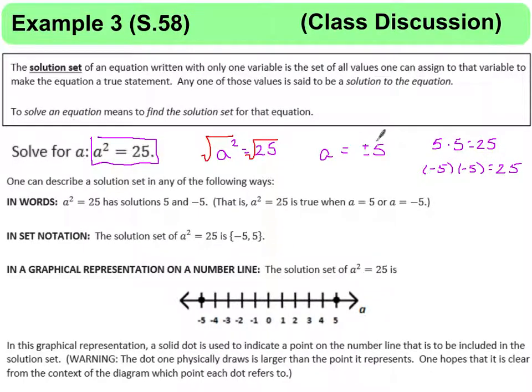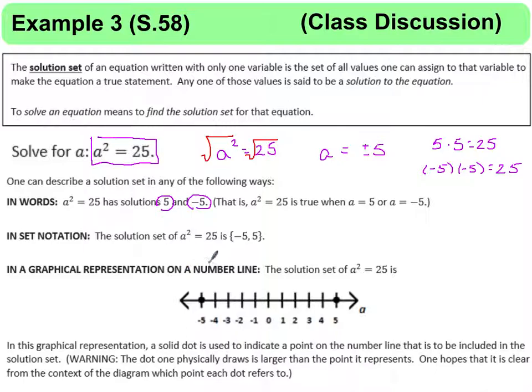And we want the students to note that this comes in a pair of solutions. You don't want to be surprised if your teacher decides to evaluate that. In set notation, the solution set of a squared equals 25 is negative 5, comma 5, or in other words, the two values that make it a true statement.